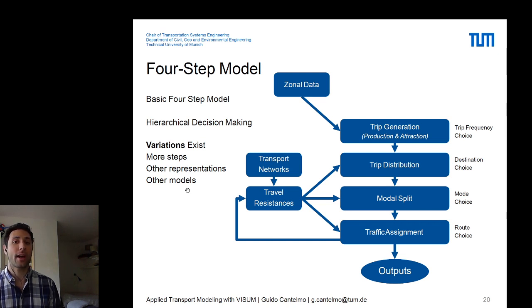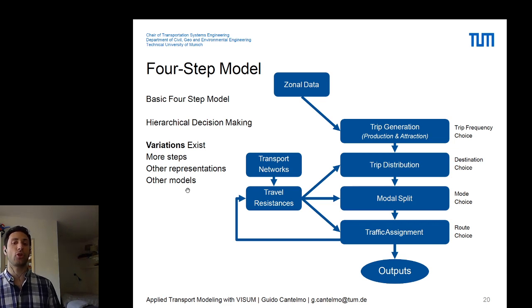Then for each area, we have to understand how many people decide to move or to stay. And for each area, we also have to decide how many people are arriving to this area and how many people are leaving the area. So this is what we call production and attraction. The production is how many people decide to move from that area somewhere else, and attraction is how many people decide they want to go there.